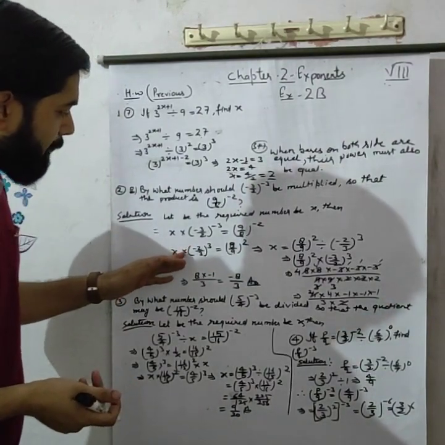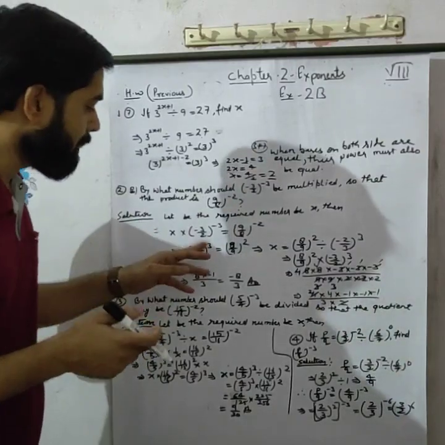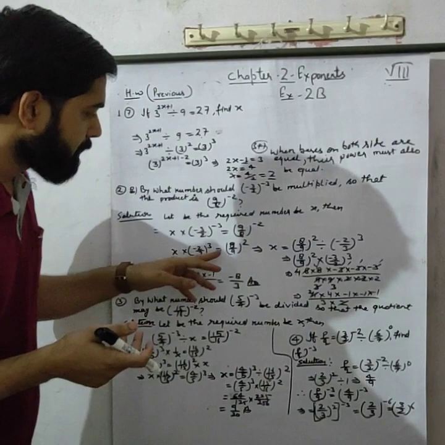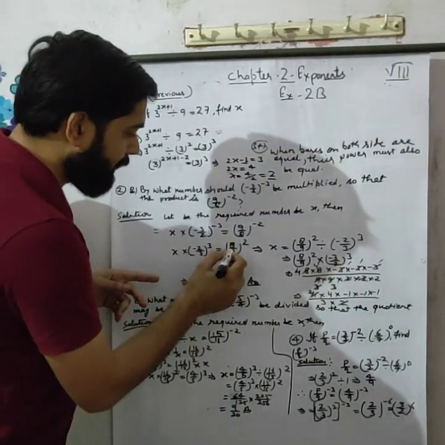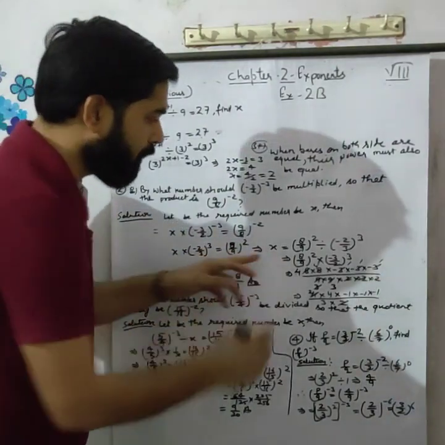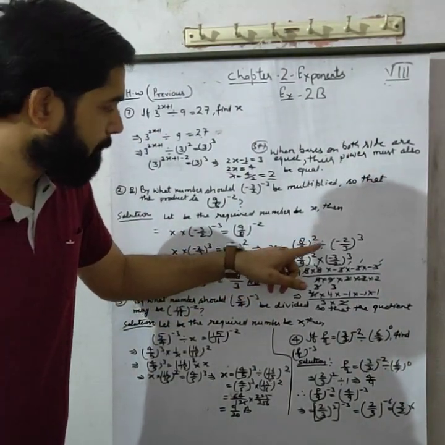Then x multiplied by minus 2 upon 3 raised to power minus 3. Sorry, 3. By which rule? By the negative exponent rule. Then we can write here 8 upon 9 raised to power 2. Therefore, look here, 8 upon 9 raised to power 2 divided by, why divided?